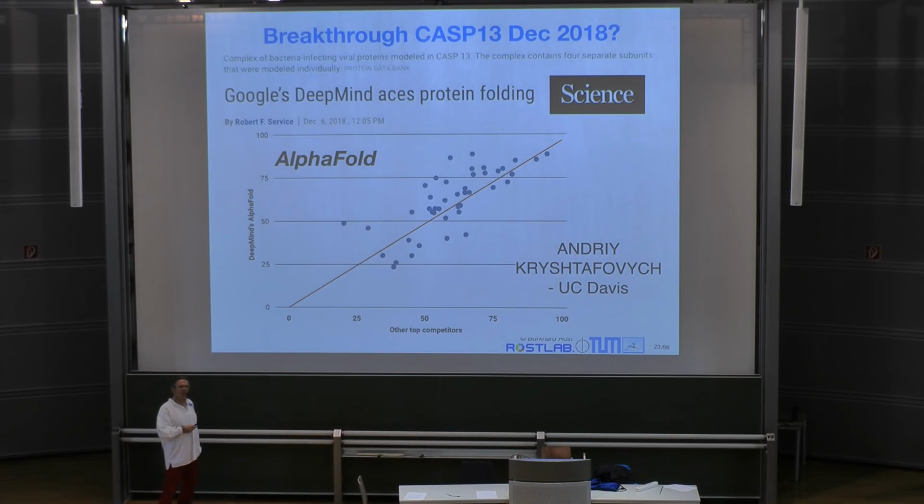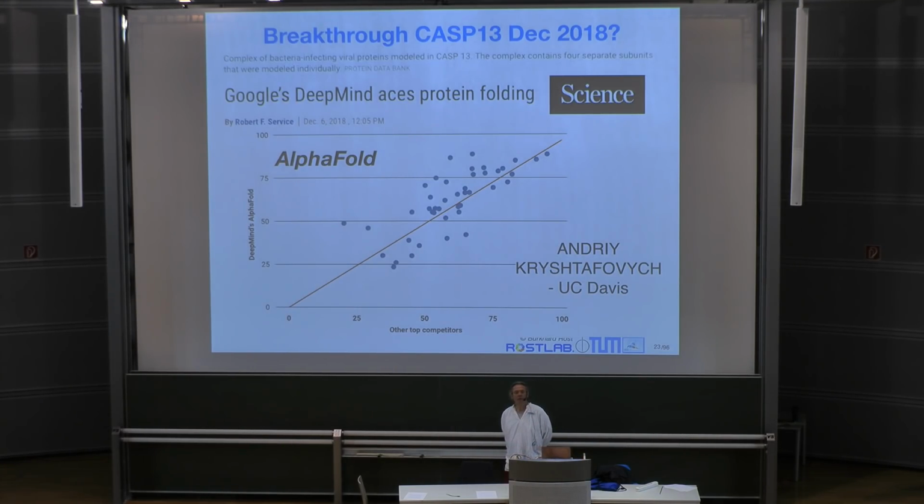If the gray point is above the red line, that means AlphaFold contributed the best model to that one. There are more points above the line than below the line. That means that AlphaFold really is the best. But it's also true that it's not that all the points are clearly above the line, right? So there's a variety of examples where AlphaFold was beaten by some other methods in the field.